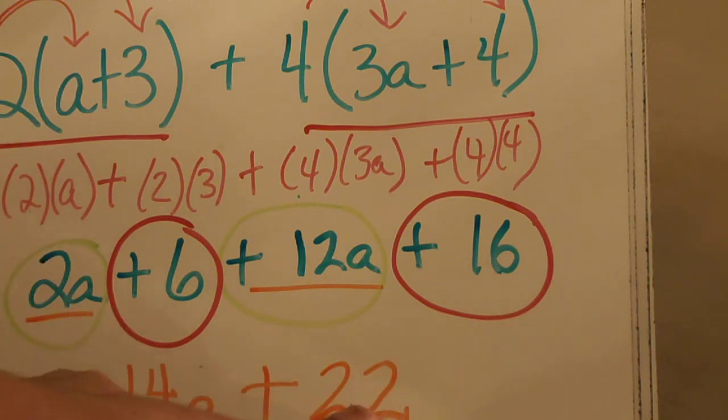I am left with 2 unlike terms. Since we are adding, I cannot combine these 2 unlike terms. And I am finished simplifying this expression.